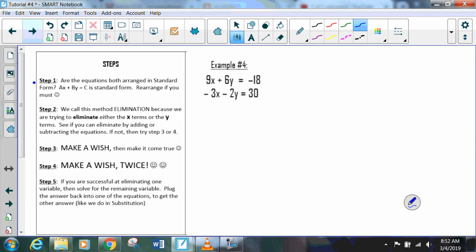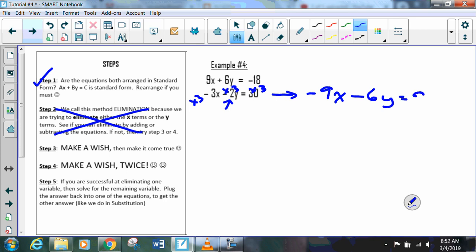Okay, step 1, yep, they're all in standard form, so we're good. Step 2, nope, we're going to need to make a wish. Nothing's going to cancel out on its own. What do you guys wish for? Yeah, I wish that this negative 2y were a negative 6y. So I'm going to multiply everything in this equation by 3. So let's see, that gives me negative 9x minus 6y equals 90.